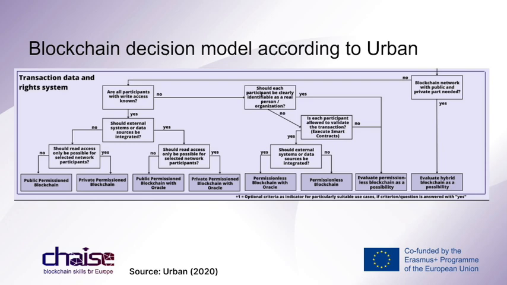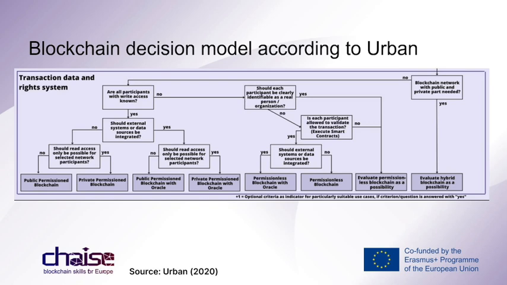Is a blockchain network with a public and private part needed? If a public and private network part is needed within a use case, both blockchain networks can be merged as a hybrid blockchain. Are all participants with write permission known? If all network participants with write permission are known, a private permissioned blockchain network can be used. If unknown third parties are involved, public permissionless blockchain networks must be used.